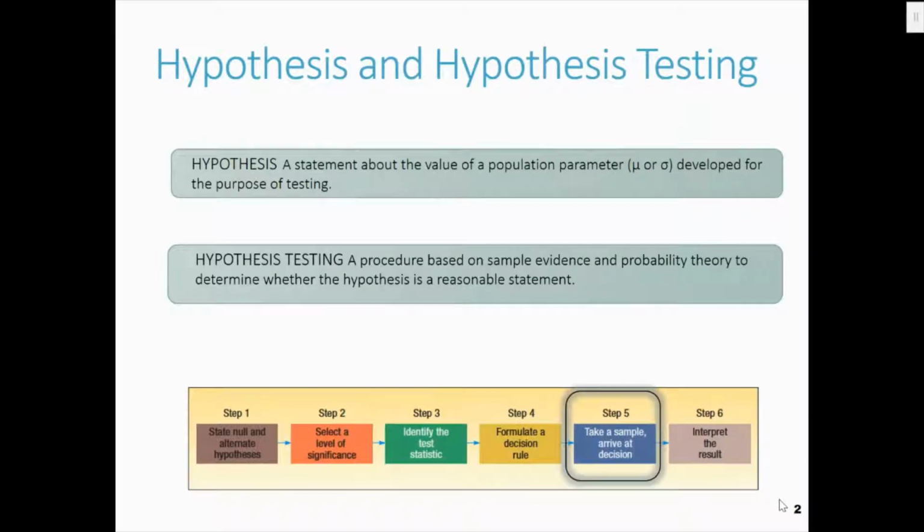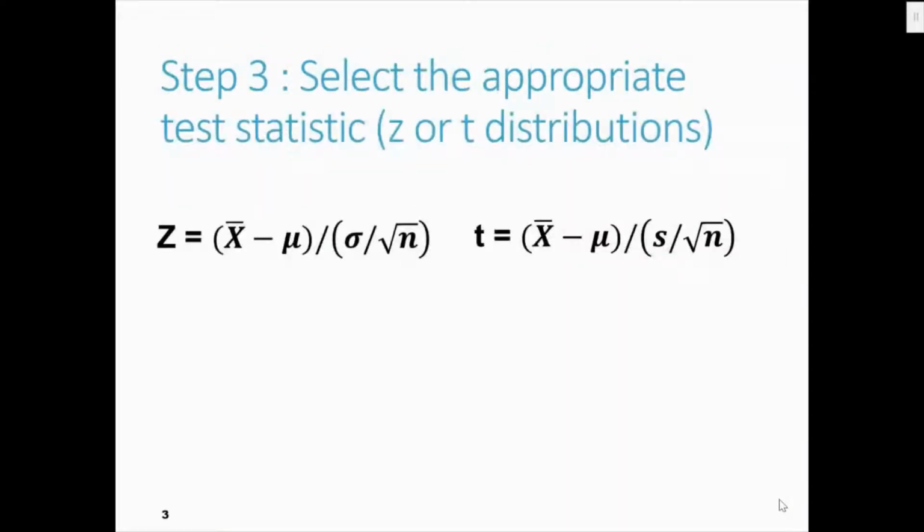In this session, we will see what step 5 out of the 6 steps of hypothesis testing is, which is take a sample and arrive at a decision. As part of step 3, we select the appropriate test statistic, whether we're going to use the Z or the T distribution. How do we know which one to select?